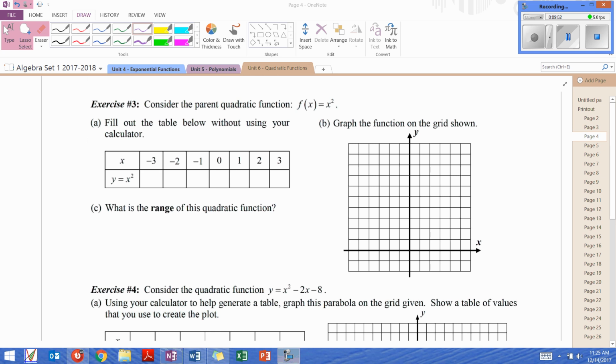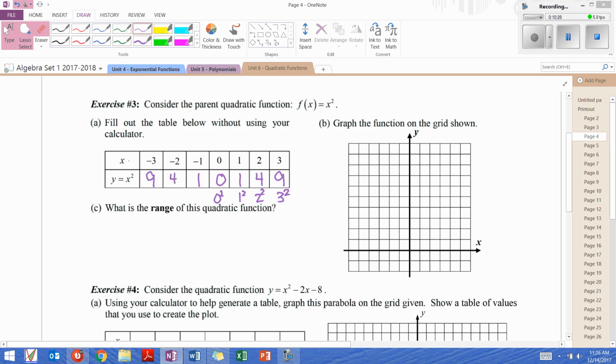Okay, onward to the second page. Consider the parent quadratic function. We have seen these already in Unit 2. So all we're doing is squaring our x. So 3 squared. 3 times 3 is? Why is this not writing? 9. 2 times 2 is? 4. 1 times 1 is? 1. 0 times 0, this is just 0 squared. This is what I'm doing right now, 0. So that was 1 squared if you just needed a little memory jog. This is all I'm doing. And the same thing happens with these values over here. A negative times a negative is a positive.